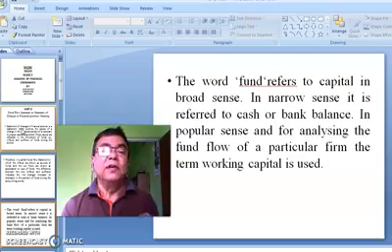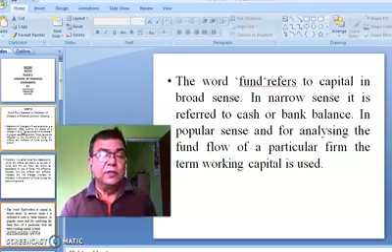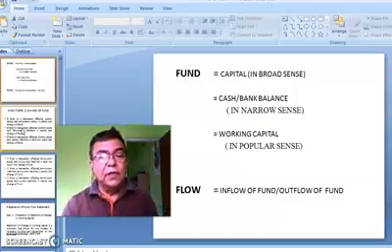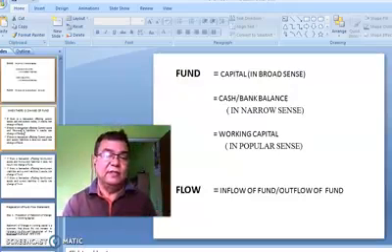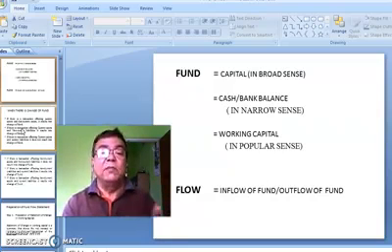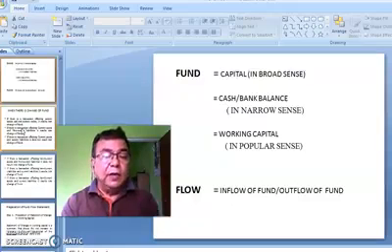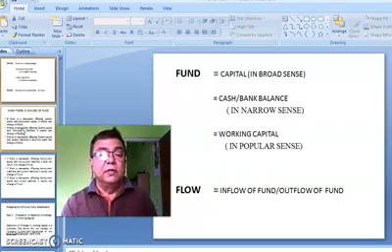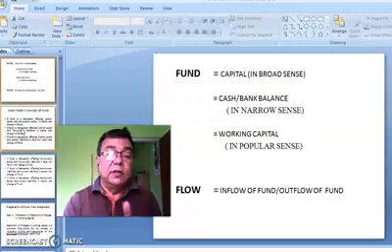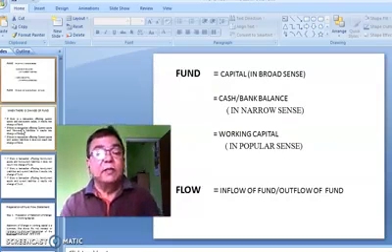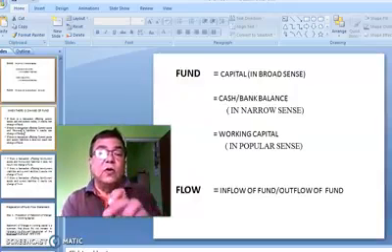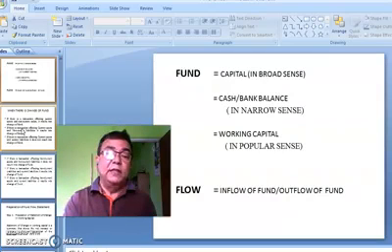Now, what is the meaning of fund? Fund may be classified in 3 categories. It may be capital in the broad sense, cash or bank balance in the narrow sense, or working capital in the popular sense. But while analyzing the statement of changes in financial position or fund flow statement, working capital is popularly used for analyzing the changes in the financial position, because working capital is the one used popularly for fund flow statement purposes. Later we shall discuss this again. So the meaning of fund is either capital, cash or bank balance, or working capital.